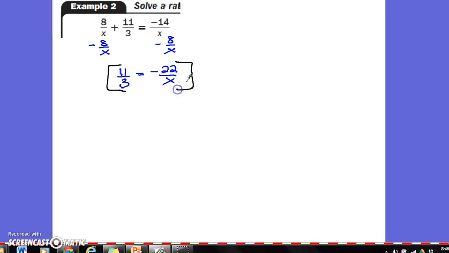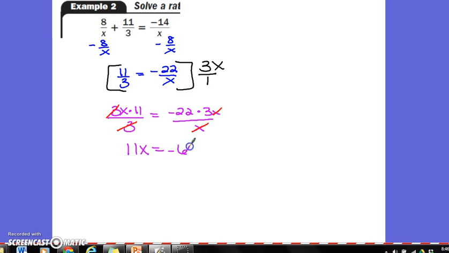So you're going to multiply the whole thing by a 3x because 3 is over here, x is over here. Put it over 1, numerators times numerators, denominators times denominators. So this is going to give you 3x times 11 over 3 equals a negative 22 times 3x over x. Cancel out what you can cancel here. The 3's cancel, the x cancels, and you'll notice that you have 11x equals a negative 66. Divide by 11, and x will equal a negative 6.